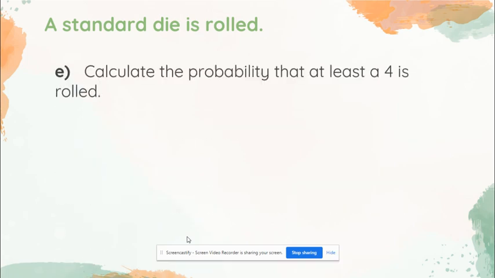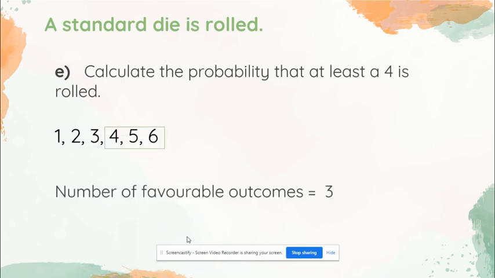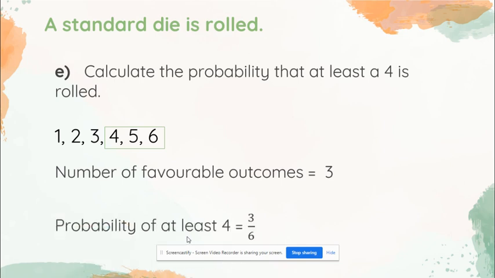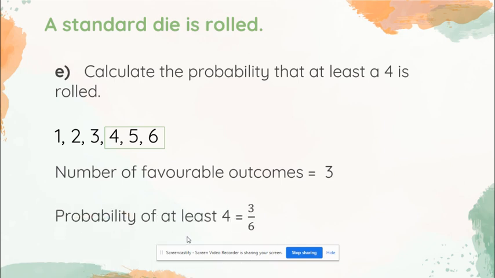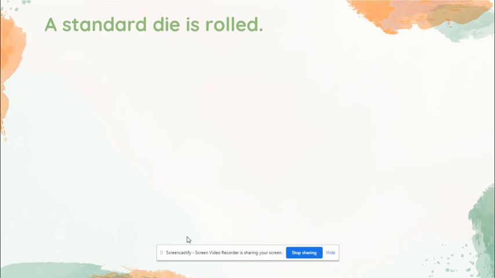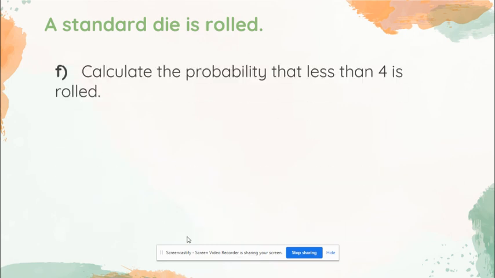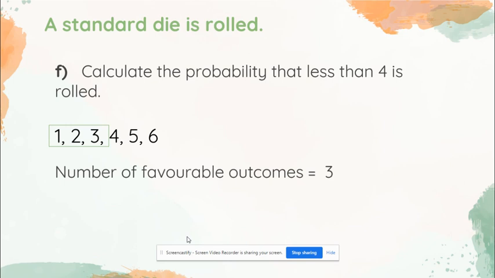E, calculate the probability that at least a 4 is rolled. So it could be a 4, a 5, or a 6. So now you've got 3 possible outcomes out of how many? 6. Bring that as low as you can, and that would be a half. Calculate the probability that less than 4 is rolled. So that would be a 1, a 2, or a 3, which gives you 3 outcomes. And therefore, 3 over 6, bring that down to a half.